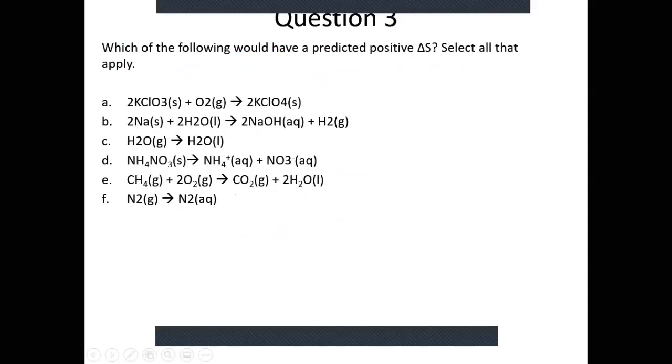So here again, now we have chemical reactions. We want to determine or predict the sign of delta S. So again, we have the synthesis of potassium perchlorate. You'll see on the reactant side we have 1 mole of gas. On the product side we have no moles of gas. So the delta S would be negative because we go from 1 mole of gas to no moles of gas.